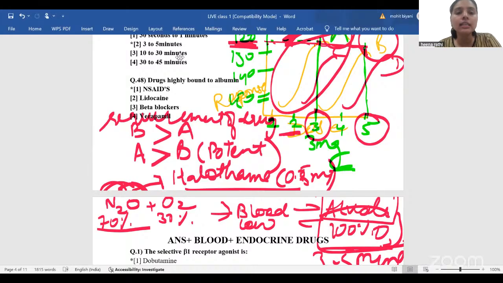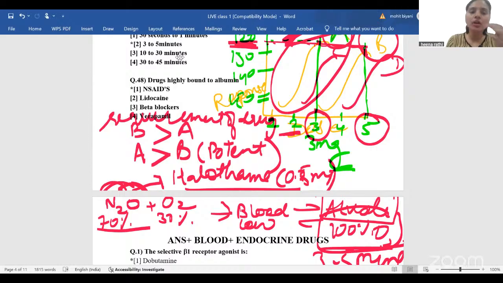Acidic drugs are like NSAIDs. NSAID is an acidic drug, and aspirin is an NSAID. NSAID is a non-steroidal anti-inflammatory drug. Aspirin is an NSAID, and acetylsalicylic acid is its name. It has acid, so it is going to bind with the albumin.